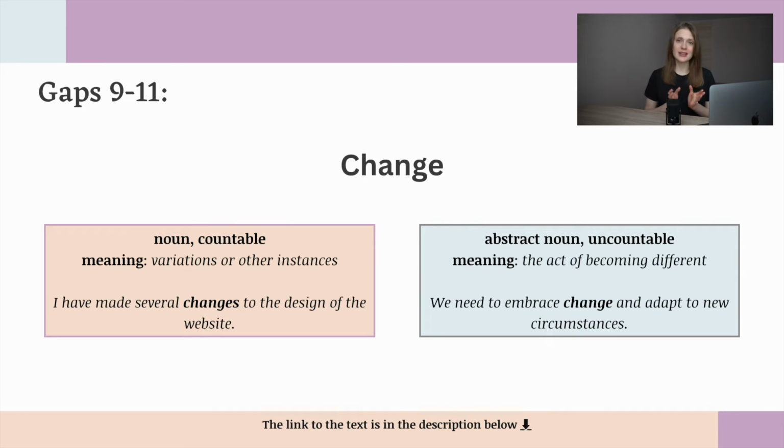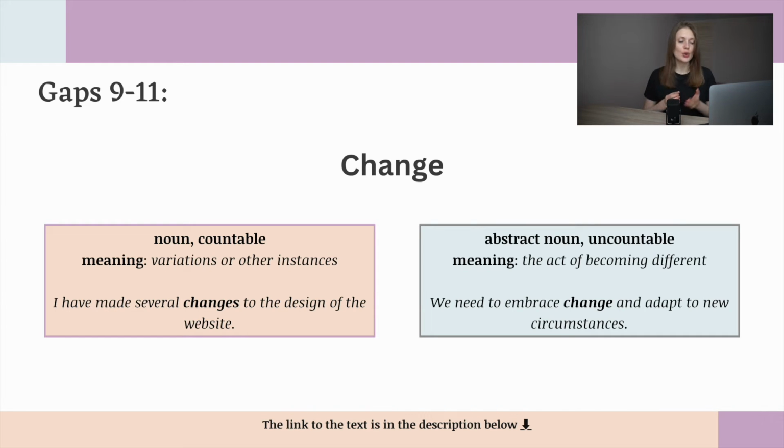The noun change is countable when it means variations or other instances. For example, I have made several changes to the design of the website, which implies that there have been several variations in the design of the website. However, the noun change is used as uncountable when it has a more abstract meaning and means the act of becoming different in general.